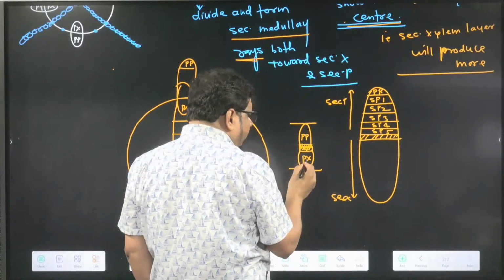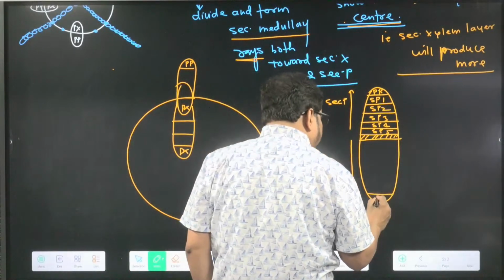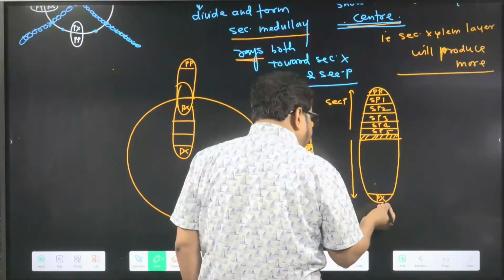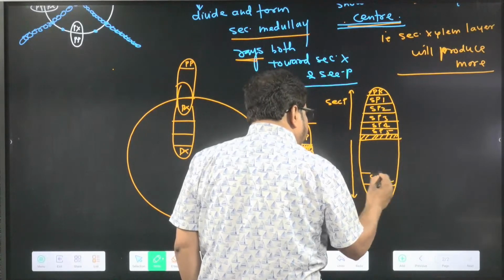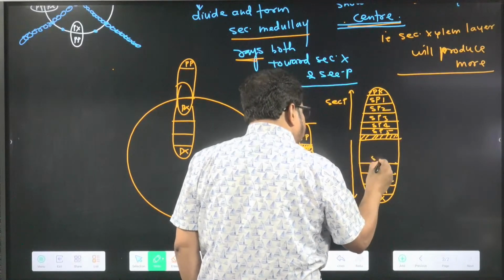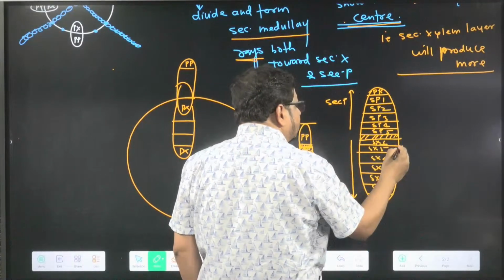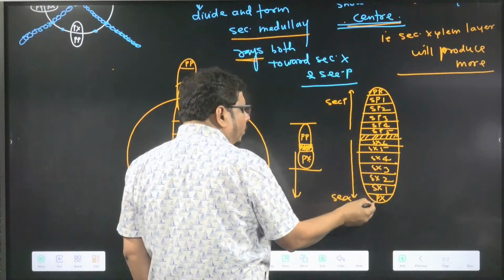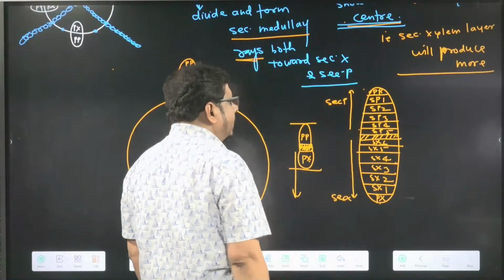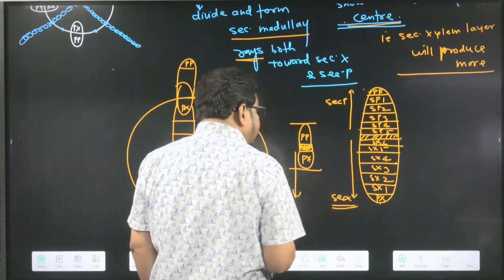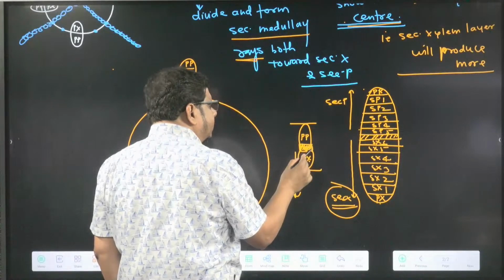Now new xylem is forming. As new xylem forms, the protoxylem moves towards the center. So here it is protoxylem, here primary xylem, then secondary xylem first layer, second layer, third layer, fourth layer, fifth layer, sixth layer. Here I wrote the number of layers more, so it is showing more activity toward which one? Inside. Less activity toward which one? Outside. So who is forming more? Secondary xylem is forming more.